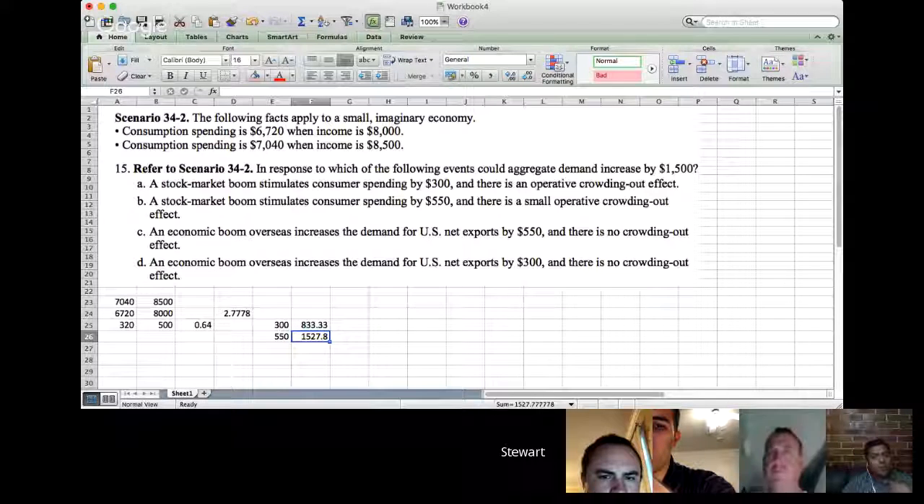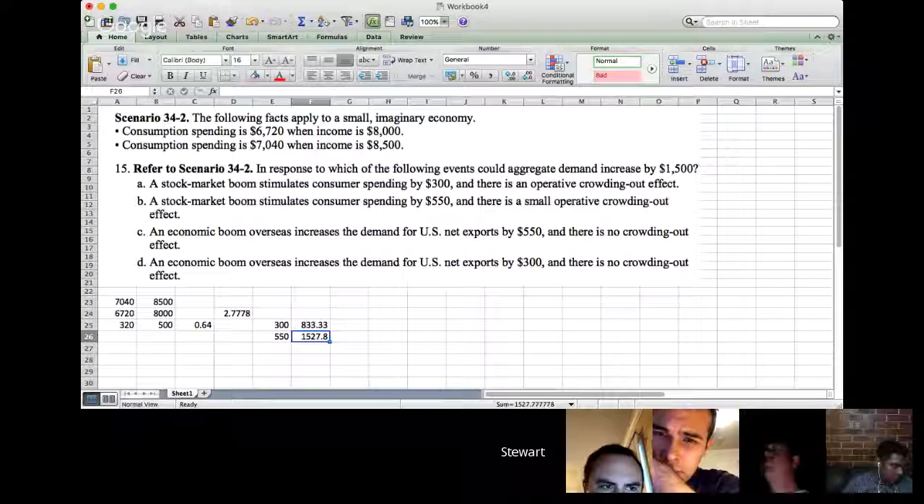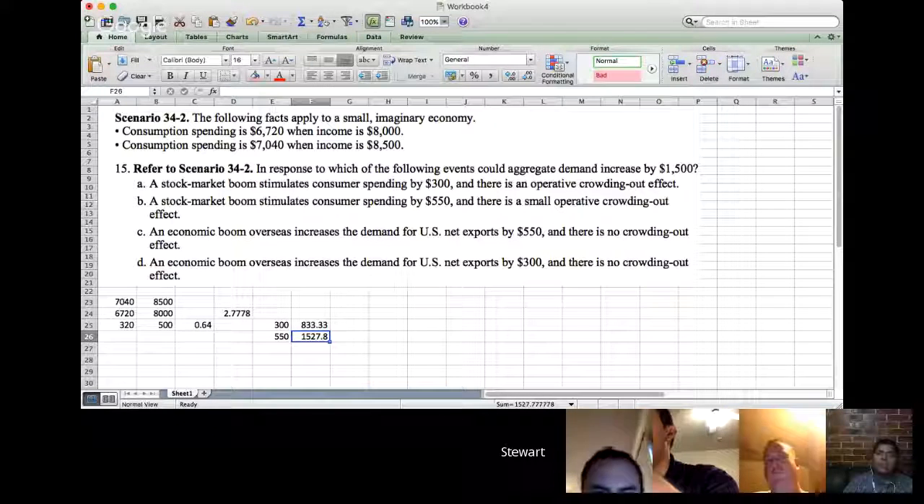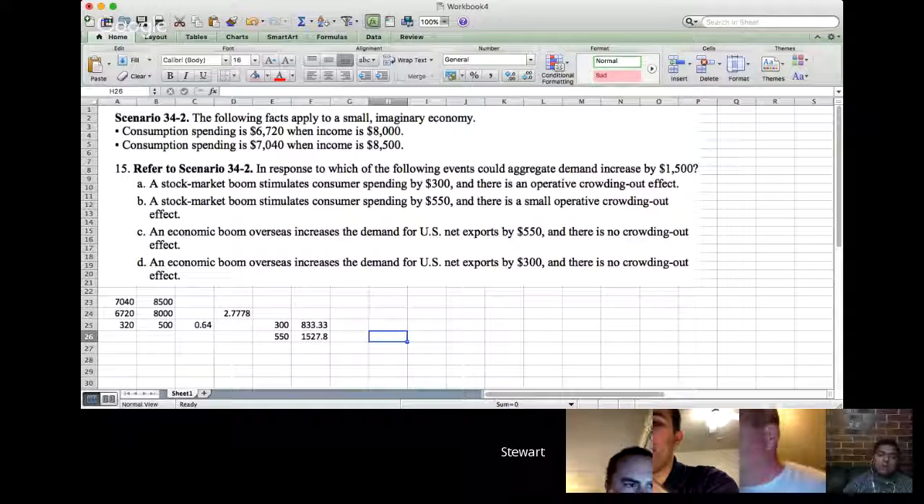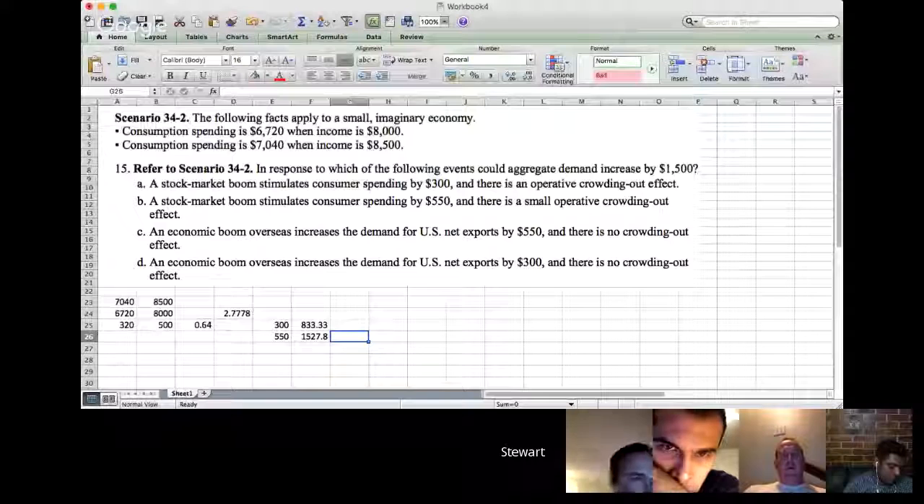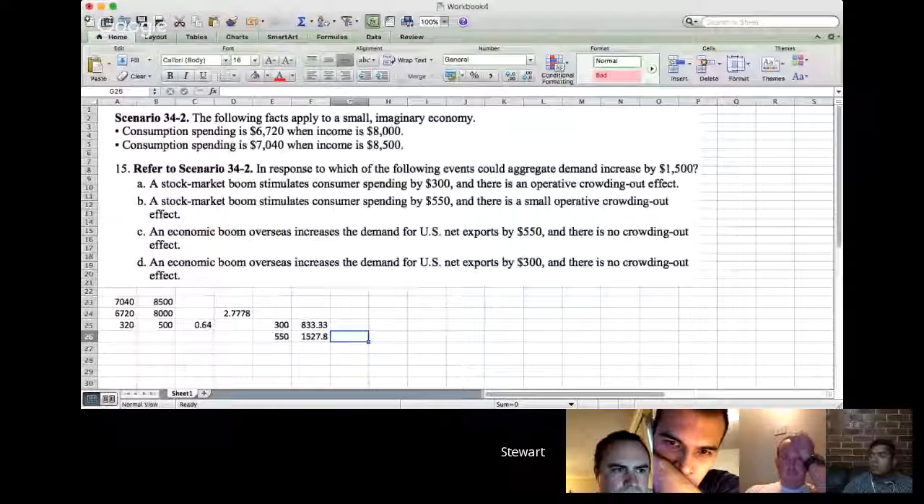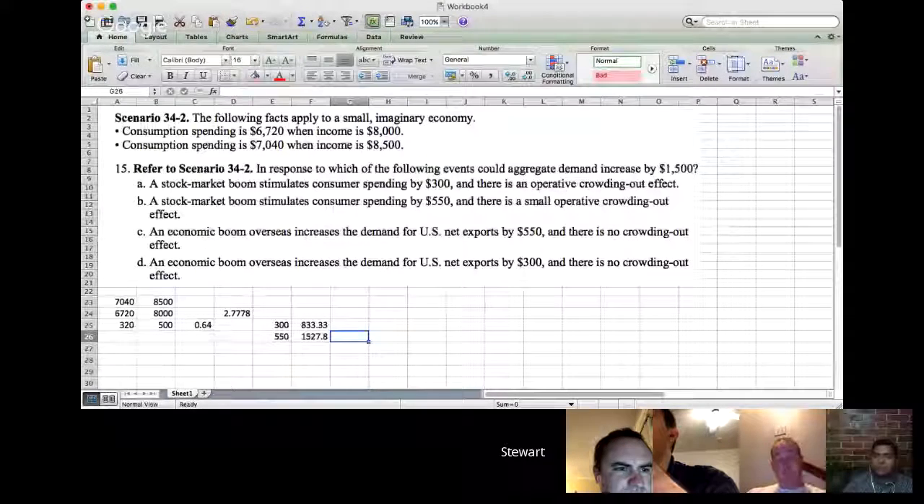But when we look at D, a stock market boom stimulates consumer spending by $550, and there's a small operative crowding out effect. That small amount could be $27.80, bringing us back down to 1500. So that one to me seemed like the only logical one, because C would equal 1527.80. It would be over 1500, but then B would bring it back down just a little bit, where it could be close to 1500 exactly. No, that makes sense.